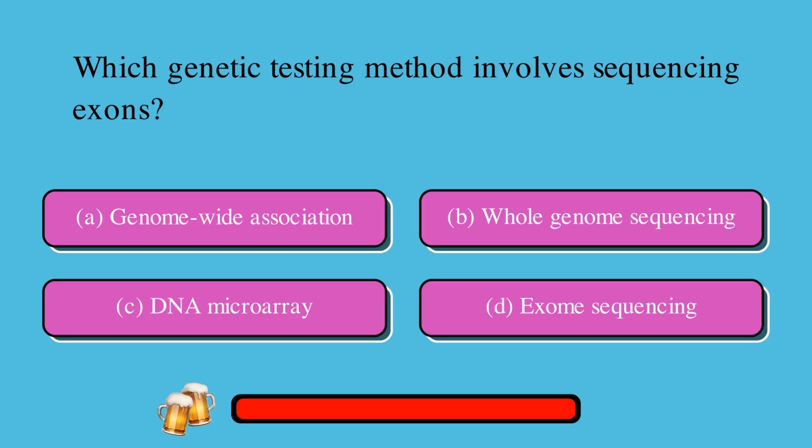Which genetic testing method involves sequencing exons? A. Genome-wide association, or B. Whole genome sequencing, or C. DNA microarray, or D. Exome sequencing? The correct answer is D. Exome sequencing.